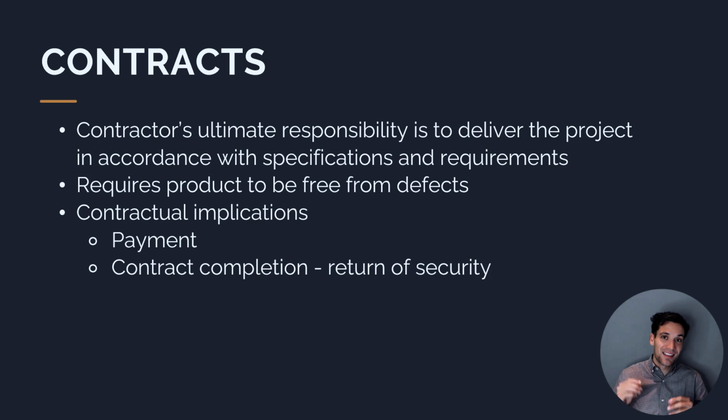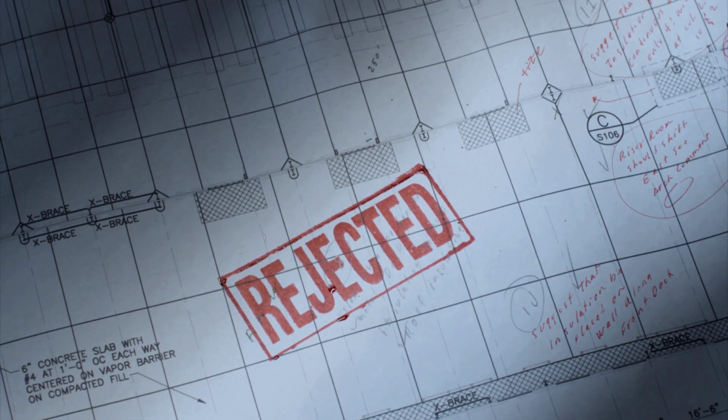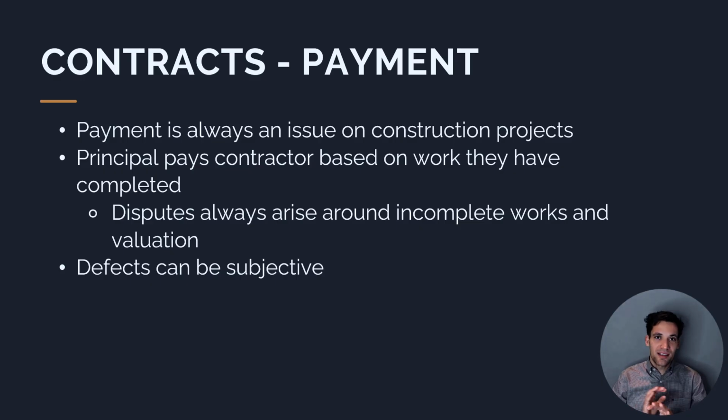So ultimately there's significant contractual implications through contracts. Defects can impact payment, and they can also impact contract completion. So getting your security back, closing out the project at the end of the job. You see this a lot typically around payment on construction projects. So payment is always an issue on construction projects. Cash flow is the lifeblood of the construction industry, and payment is a powerful motivator.